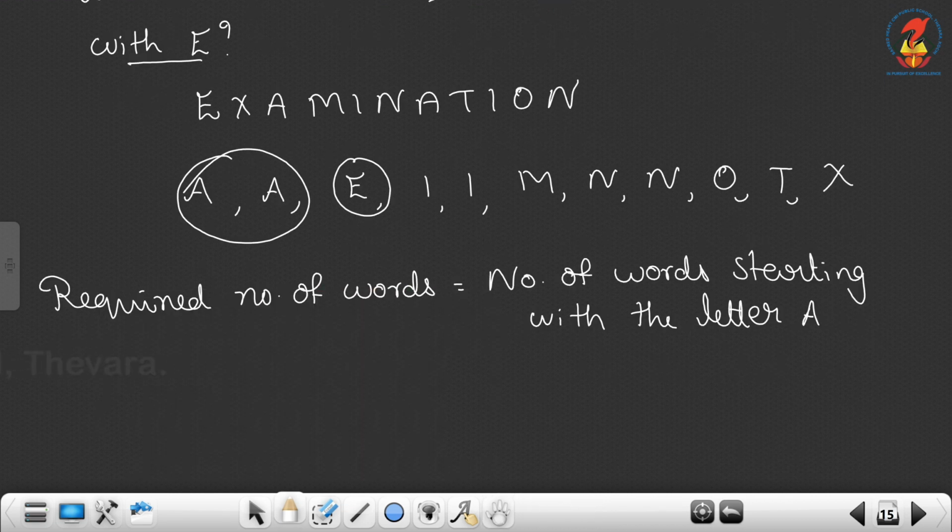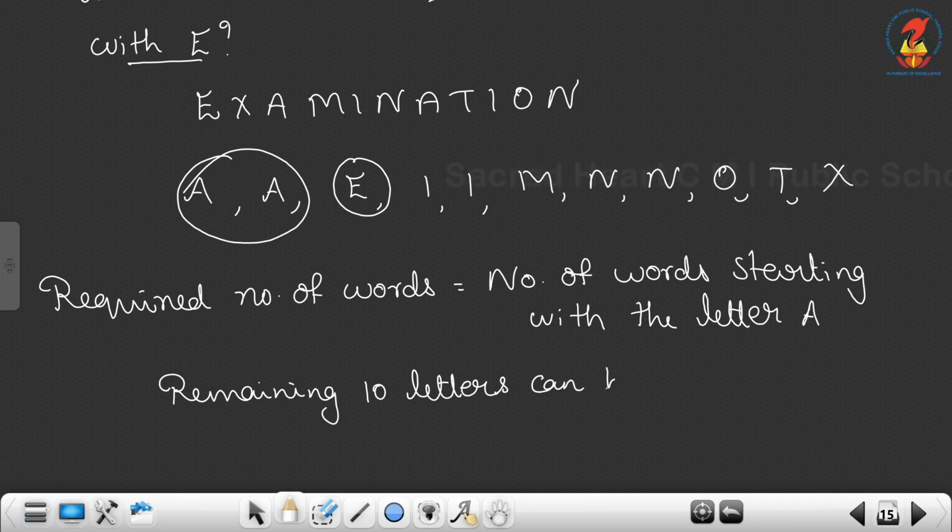So how many words are there starting with the letter A? The first letter is A, that is fixed, we can't change. We don't consider that A. That A is fixed. Therefore, how many letters remain? 10 letters. These 10 letters can be arranged in how many ways? They can be arranged in 10 factorial ways.